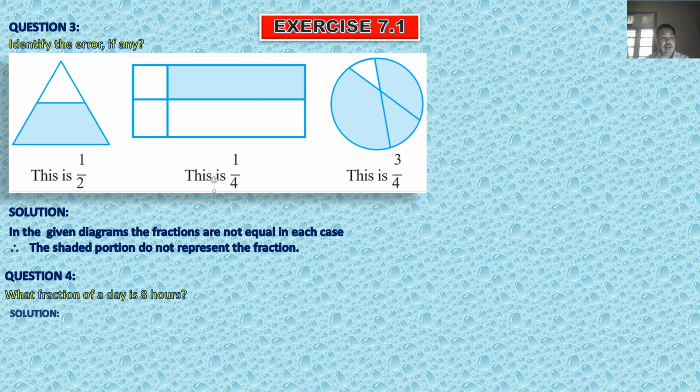In the solution, we have like this. Since there are 24 hours in a day, the required fraction is 8 by 24, because 24 hours are there in one day, so 8 is out of 24. The required fraction will be 8 by 24, and 8 by 24 can be written as 1 by 3, because 8 times 1 is 8 and 8 times 3 is 24. Okay, clear? So this is the solution of question number 4, and now let us go to the next question.